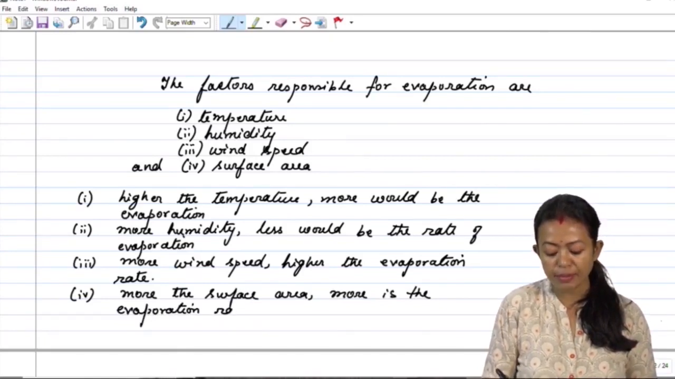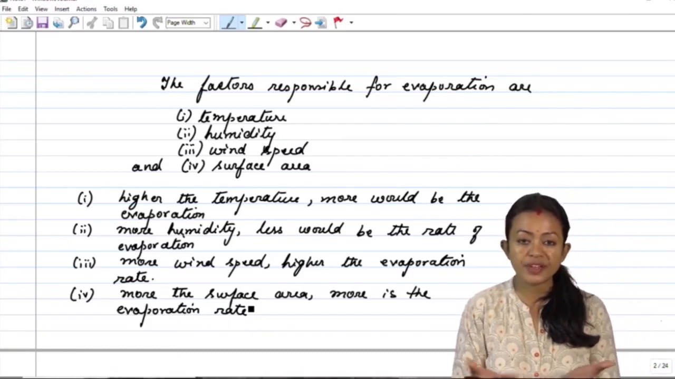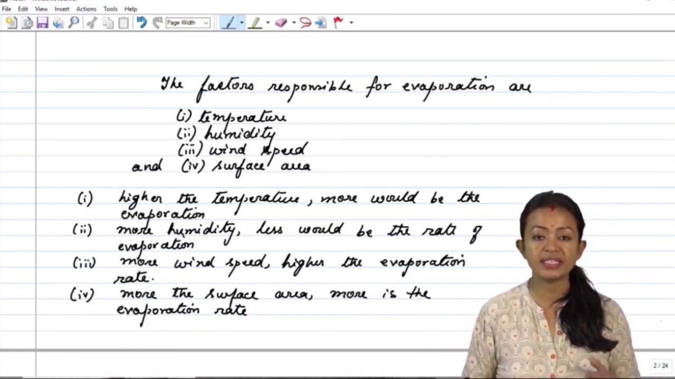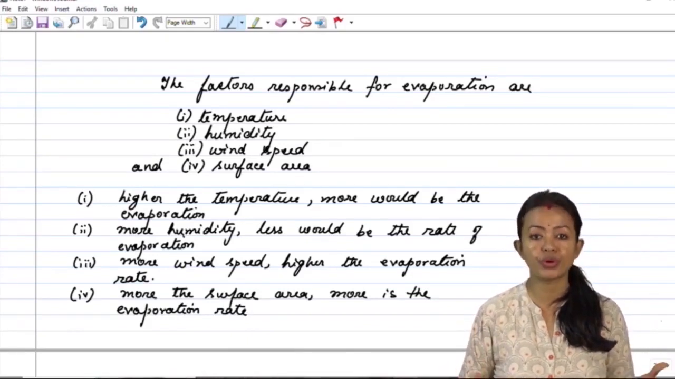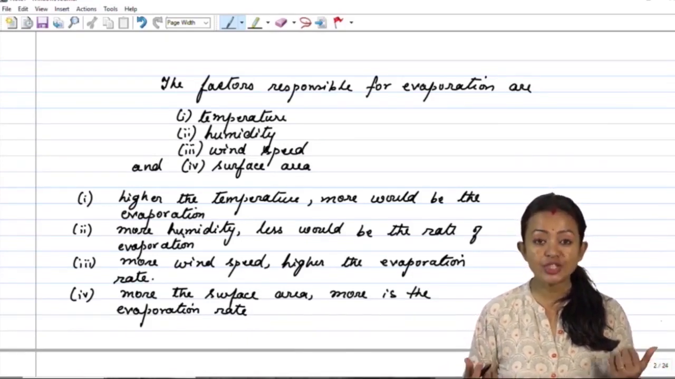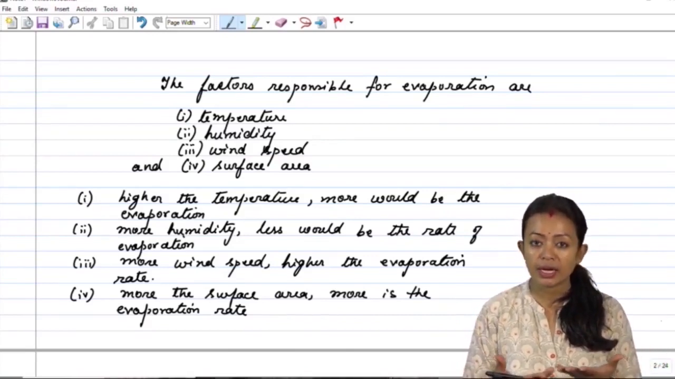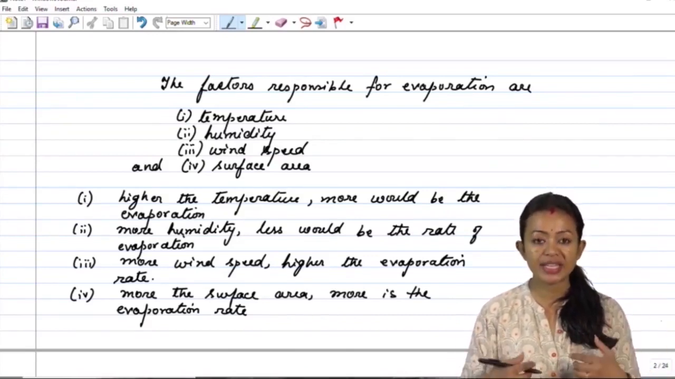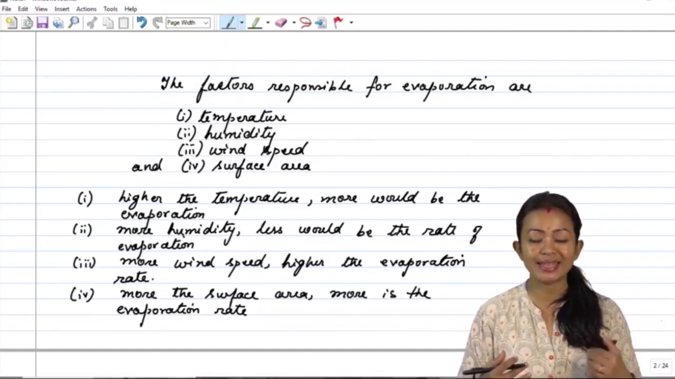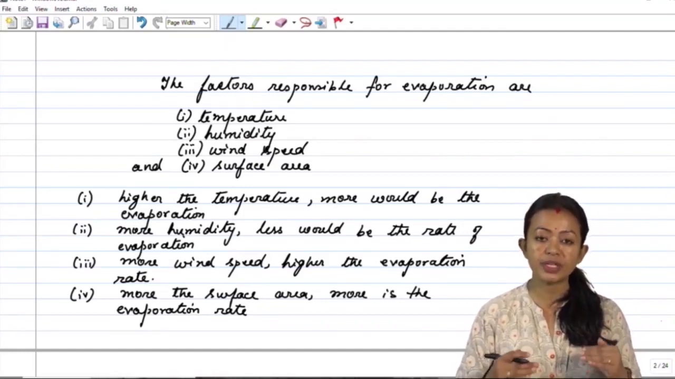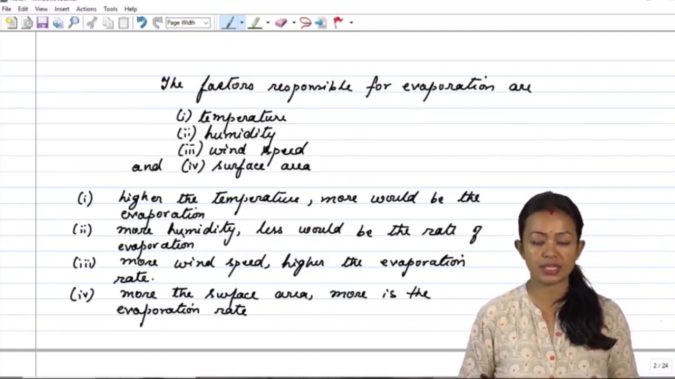Why is it? Because when the surface area increases, the number of water molecules exposed to the atmosphere is more, and thus more water molecules are exposed to absorb energy, and get converted from the liquid phase into the vapor state.